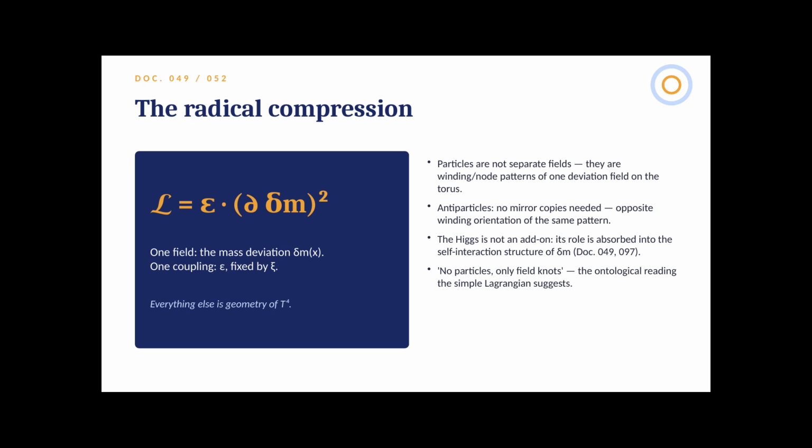So particles aren't separate fields anymore, they're winding and knot patterns of this one deviation field. Antiparticles? No mirror copies needed, just the same pattern wound the other way. And the Higgs isn't an add-on, its job is folded into how delta m interacts with itself. The slogan: no particles, only field knots.